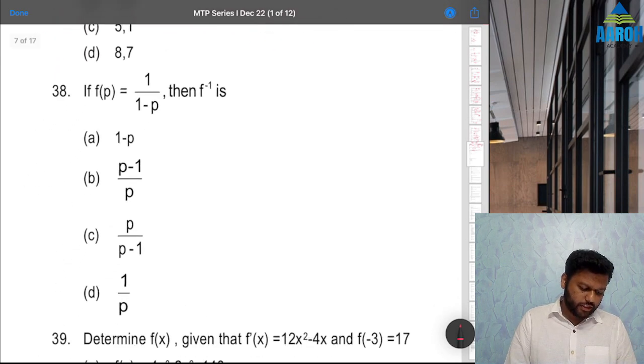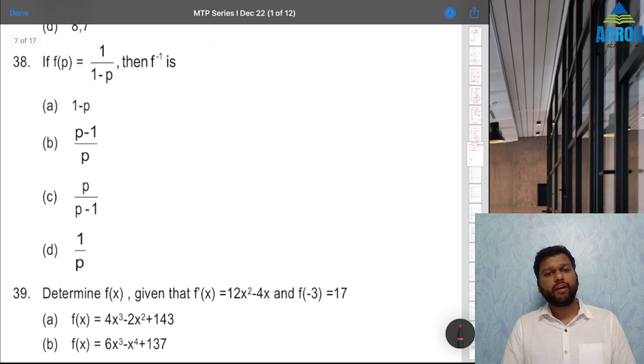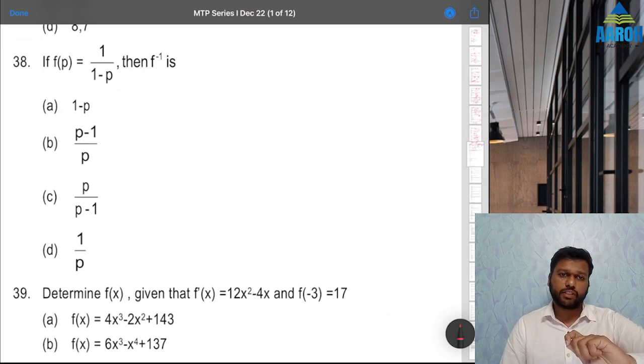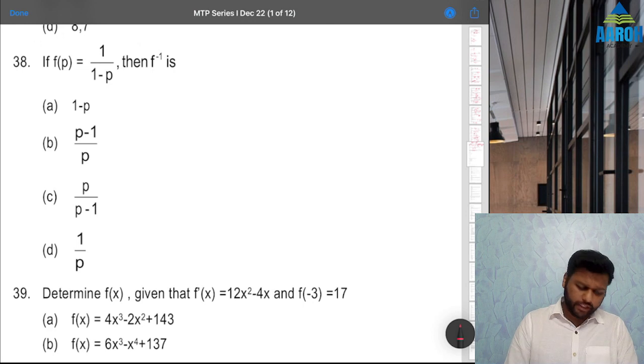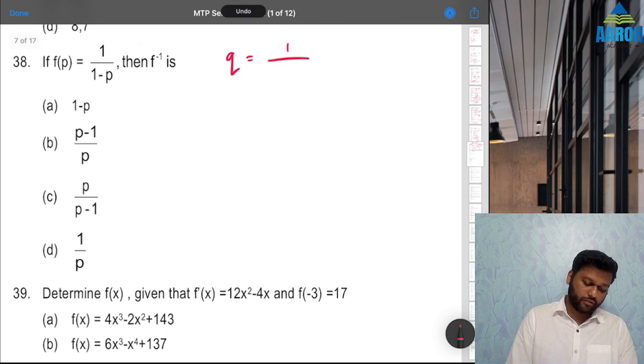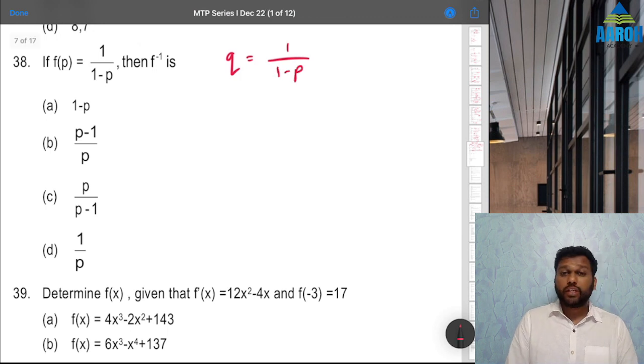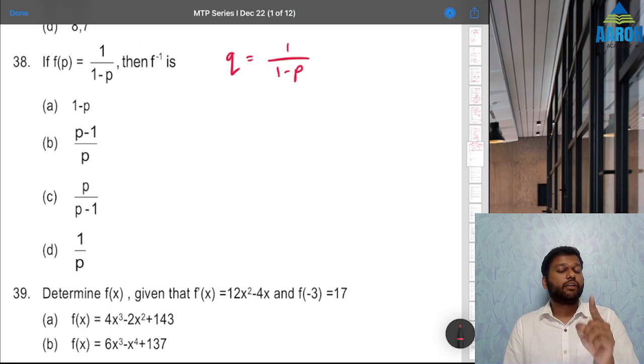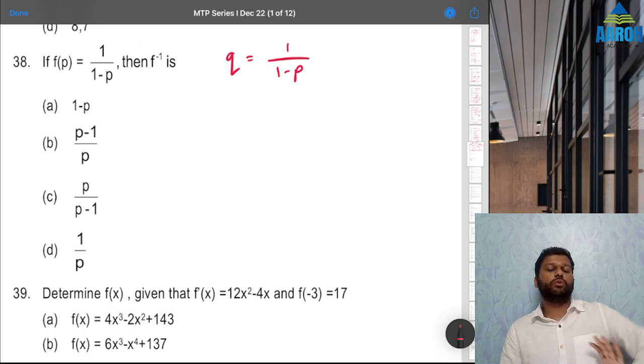38 is about functions. If f of p is 1 by 1 minus p, then what is f inverse? Okay, f inverse p. Inverse is a good question. How to do that? Let's assume this as q. Now our objective is, see, currently it is q is equal to something. Our objective is to make it p is equal to something. Let's see how we can do that.